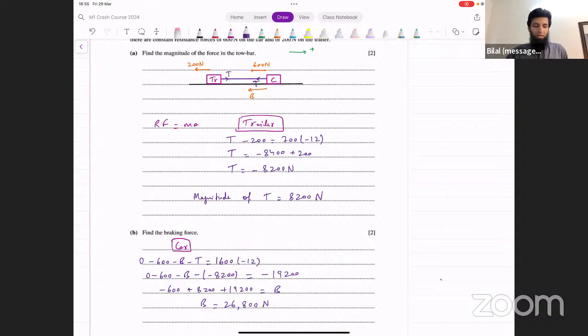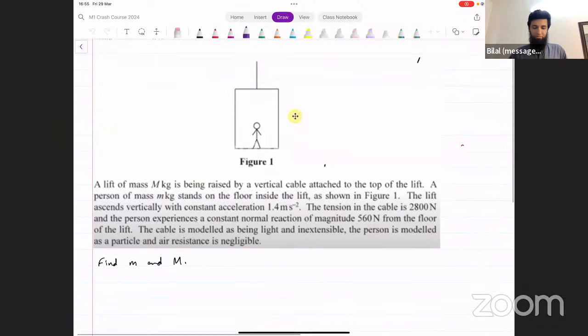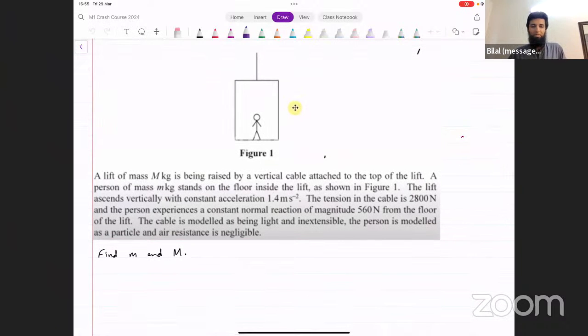No? Okay, one last question. This is another type of question that you might see in some paper. Now, this is taken from some other board, I think, but it explains the concept. So let's understand this. So we have a lift of mass M kilograms being raised by a vertical cable attached to the top of the lift.